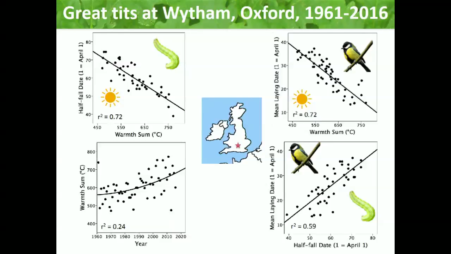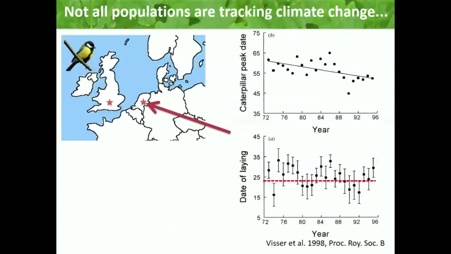springs have been getting warmer over the last sort of 55 years, the tits and the caterpillars have remained synchronized in their spring timing. But this is not actually the case for all tit populations. So trends from another long-term population study of great tits in the Netherlands are actually showing that although they're experiencing the same sort of climate change as the Wytham great tits, although the caterpillars are shifting their spring timing earlier over time, we're not seeing this in the great tits. And this is leading to trophic mismatch developing between these species.